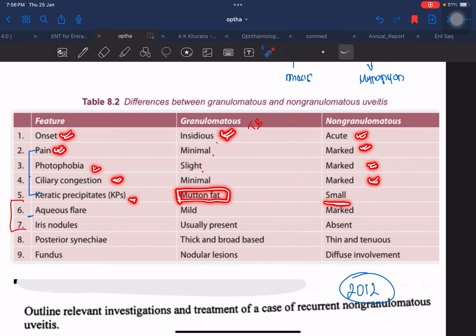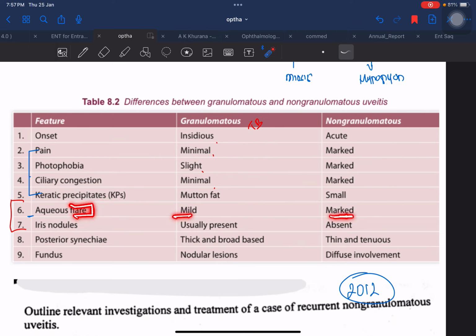Aqueous flare is mild in granulomatous but marked in non-granulomatous. We said how aqueous flare presents. What is the reason? Increased permeability causes the mixing of blood protein with the aqueous humor. Because of protein mixing with aqueous humor, there will be turbidity of the aqueous humor, and that will cause the scattering of light, and that is what our flare is.